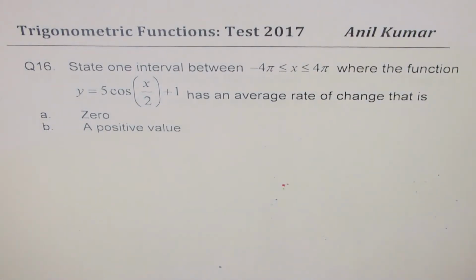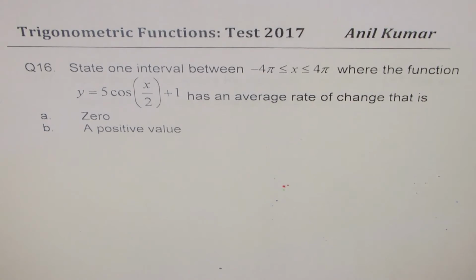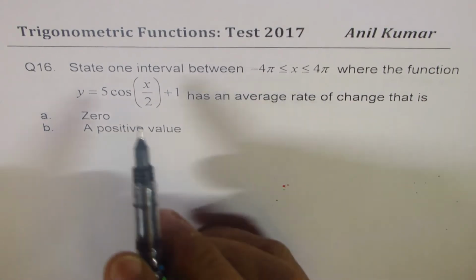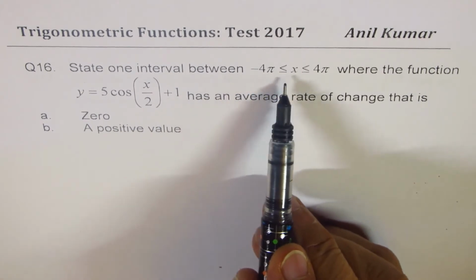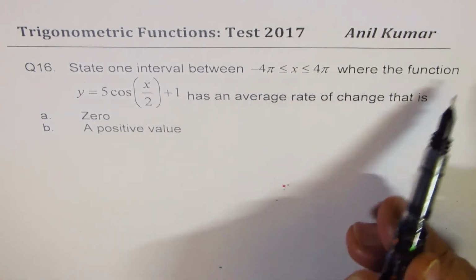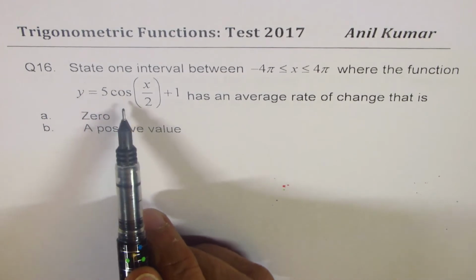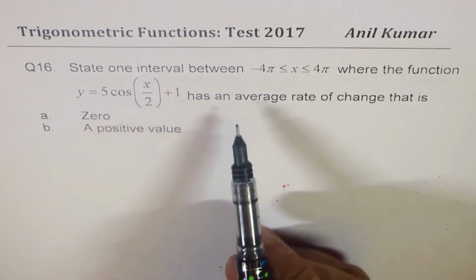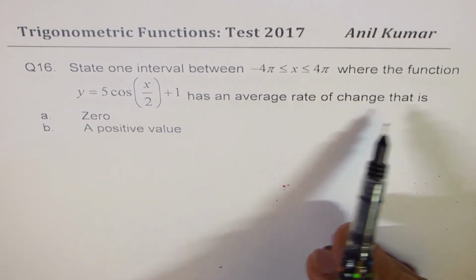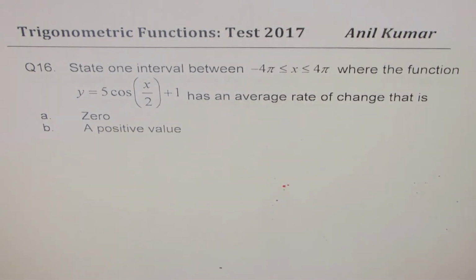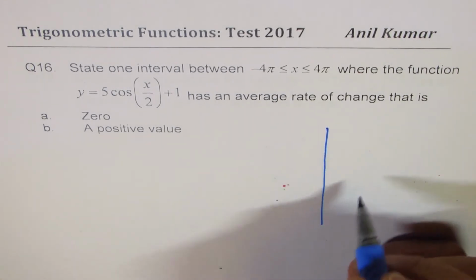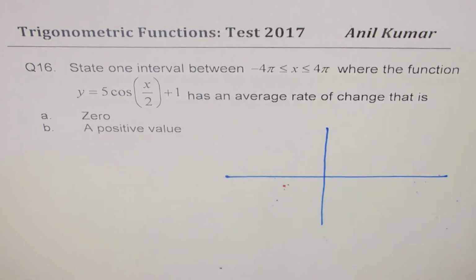We are almost at the end of our test paper. Here's question number 16. State one interval between minus 4 pi and 4 pi where the function y equals 5 cos x by 2 plus 1 has an average rate of change that is 0, and part B is a positive value. Now in such questions, it is good to sketch the graph. So let's sketch the graph and then we will do the needful.